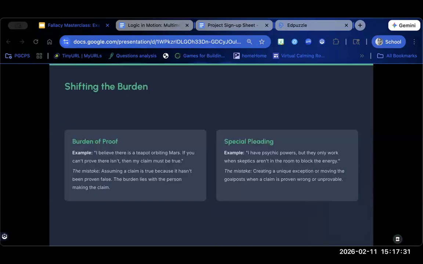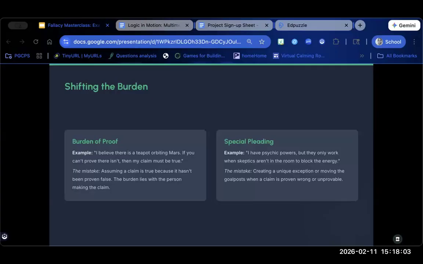Moving forward, shifting the burden fallacies. Okay, whereas we like to pretty much shift the hardship on someone else. So for instance, the burden of proof fallacy. Assuming a claim is true because no one has proven it false yet, okay? So that burden lies within the person making the claim. So for instance, I believe there is a teapot orbiting Mars. If you can't prove there isn't, then my claim must be true. So pretty much implying that without any evidence, then anything that I say is justifiable.